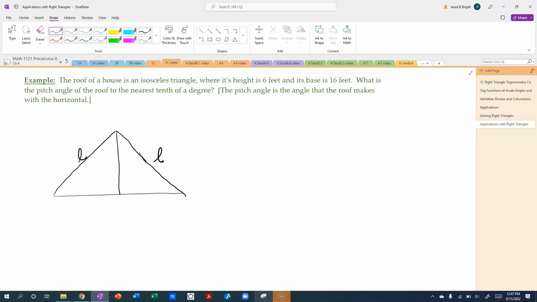What else do we know? Where its height is 6 feet. So right down the middle, that's 6 feet tall. That'd be a right angle. When we divide an isosceles triangle in half, it's an altitude, so it divides it perfectly in half, and it's perpendicular. Its base is 16 feet. When we divide it, those two sides are congruent. So this is 8 feet, and this is 8 feet.